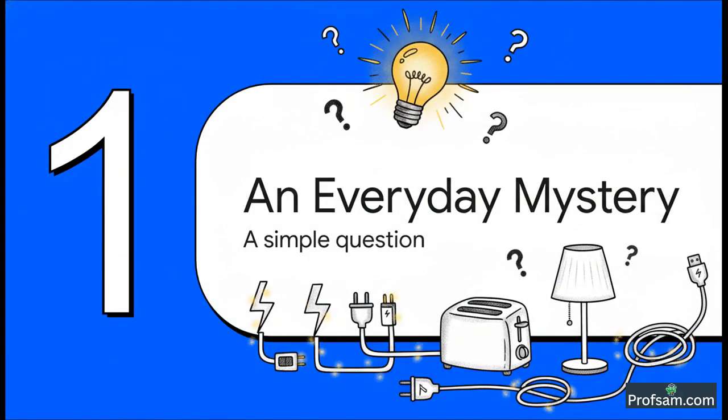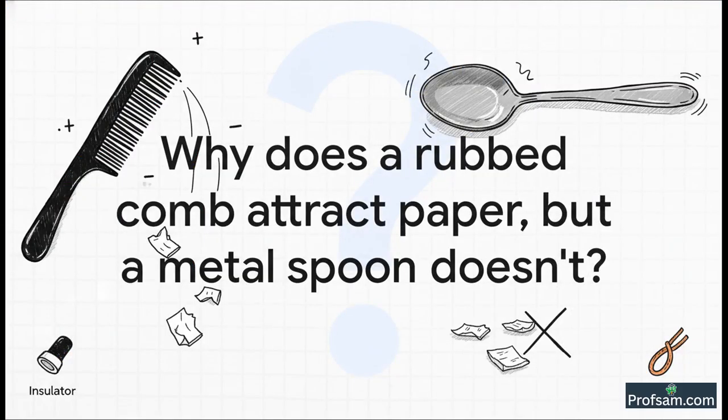Okay, so to get started, let's dive into a little puzzle, something you've probably seen happen in your own home, maybe you've even tried it yourself. So have you ever actually wondered about this? You take a plastic comb, rub it on your dry hair, and poof, it magically starts picking up tiny bits of paper. But then you try the exact same thing with a metal spoon, and nothing happens. Why? What's going on here? The answer to this is exactly what we are here to learn today.